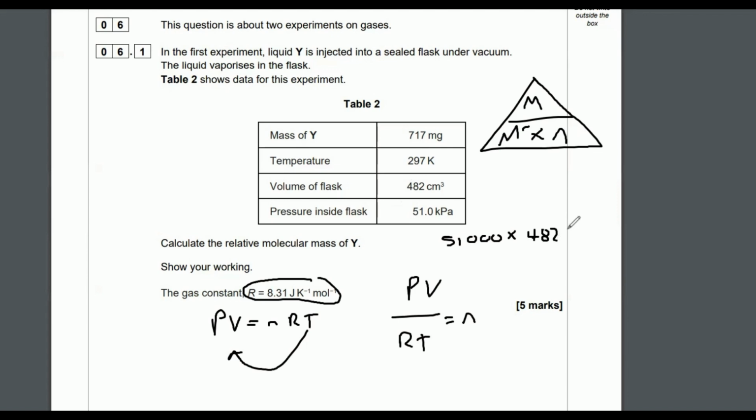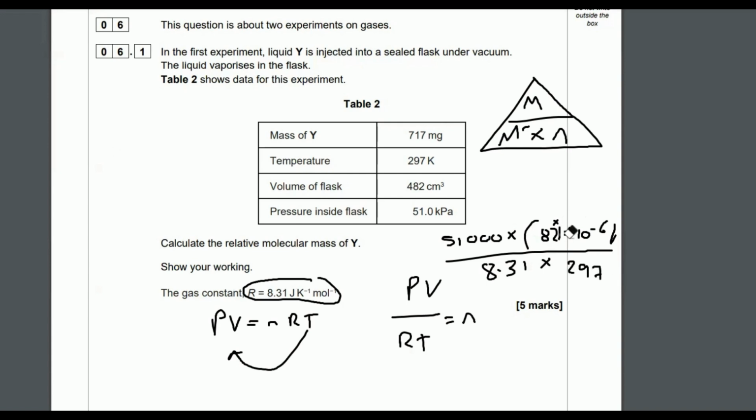So I just want to substitute in PV over RT equals n. So I want to do 51,000 because pressure should be in pascals in this equation. And I've done 482 times 1 times 10 to the minus 6. I'm going to change that. That looks so ugly and messy.